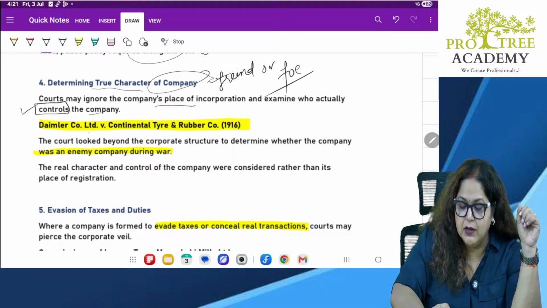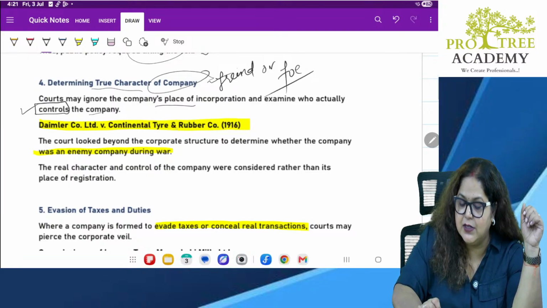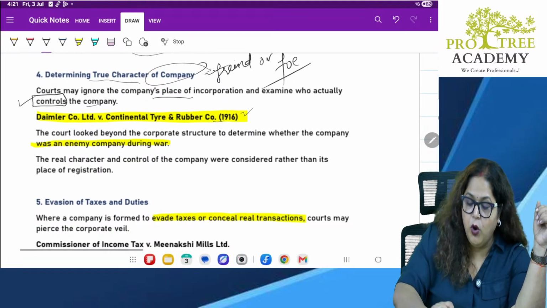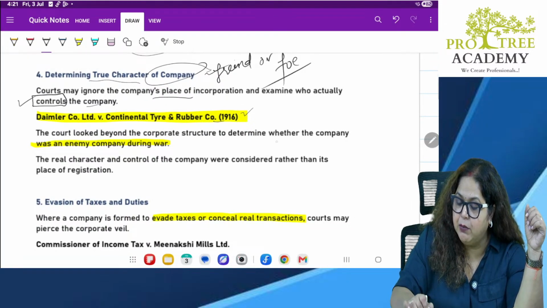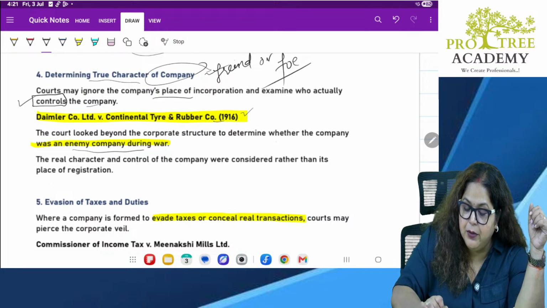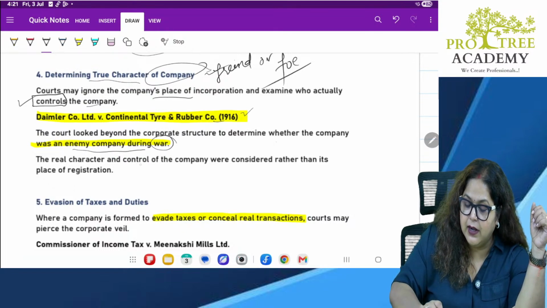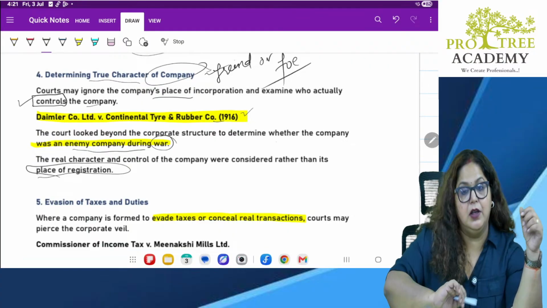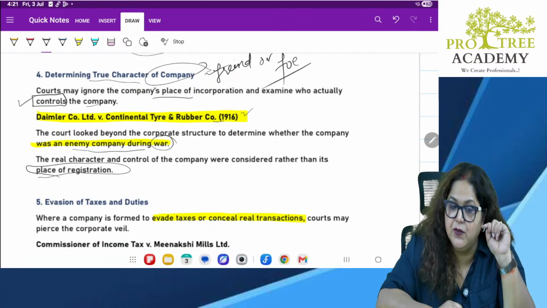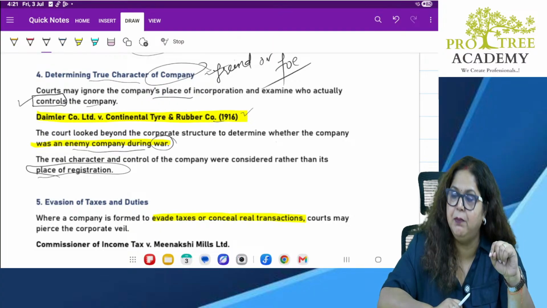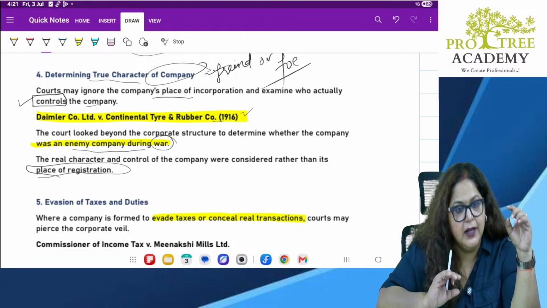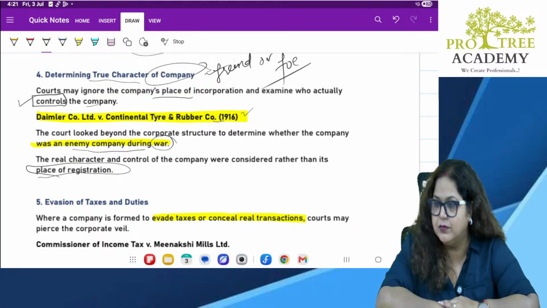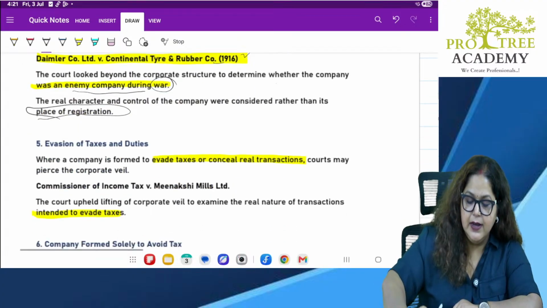Next, Daimler Company Limited versus Continental Tyre and Rubber Company Limited, 1916. The court looked beyond the corporate structure to determine whether the company was an enemy company during war. The real character and control of the company were considered rather than its place of registration. We have to check who are the controlling people, and if they are from the enemy country, the court will interfere and lift the corporate veil. Clear? Yes.